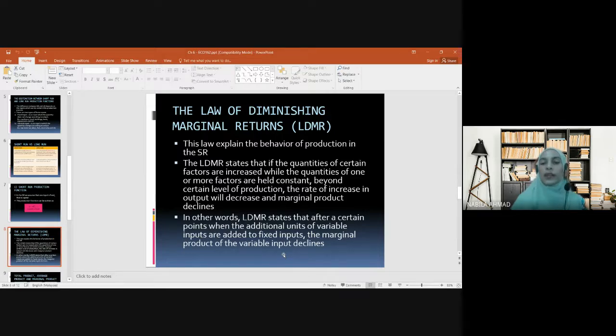So as we increase our variable input, the total product will increase at a decreasing rate and marginal product will decline. Maknanya semakin banyak kita hire labor contohnya untuk tambah kita punya production of goods, kita tambah kita punya labor. Tambah labor. So semakin banyak kita tambah labor, kita punya output kita itu increase at a decreasing rate. Bertambah secara perlahan-lahan dan marginal product kita decline. So that is the law of diminishing marginal returns. So kita akan lihat contoh baru, you all akan faham dengan lebih lagi.